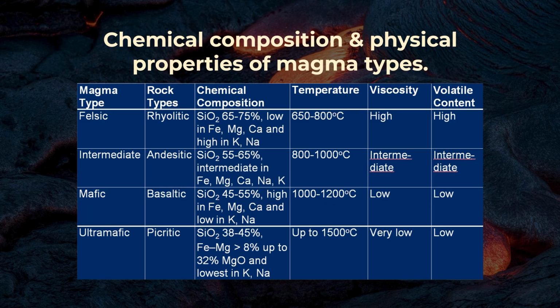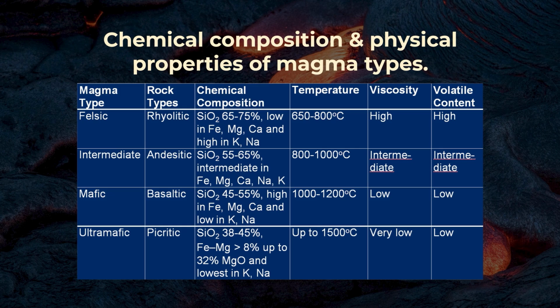Now here you see the chemical and physical properties of different magma types. Felsic, that is rhyolitic: silica ranges between 65 to 75%, with low iron, magnesium, and calcium, and high potassium and sodium. Temperature is 650 to 800 degrees, and viscosity and volatile content are high. Intermediate, that is andesitic: silica ranges between 55 to 65%, with intermediate iron, magnesium, calcium, sodium, and potassium. Temperature ranges between 800 to 1000 degrees centigrade.